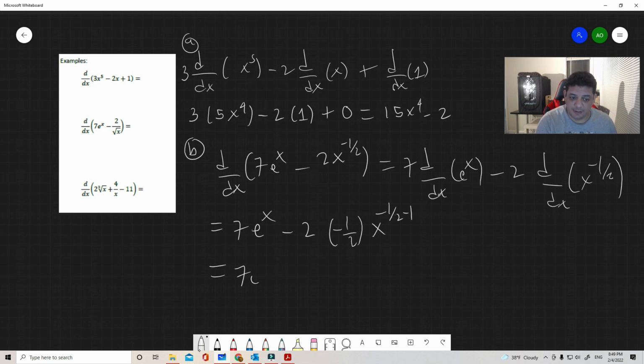But then, if we simplify a little bit, you can see that this minus goes with this minus, becoming a plus. 2 goes away with 2, so it becomes a 1. And this is going to be x to the minus 3/2. Okay? And this can be pretty much the end for this if you want to. If you want to re-express this as a root, then you can just write it again as 1 over square root of x cubed. Okay.